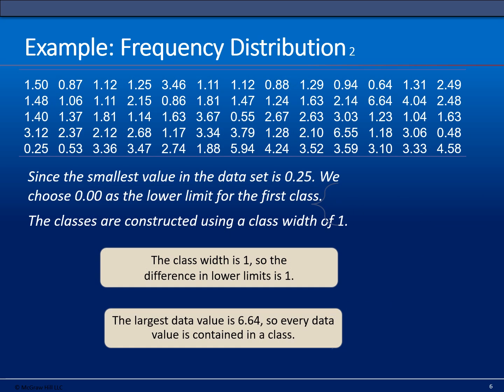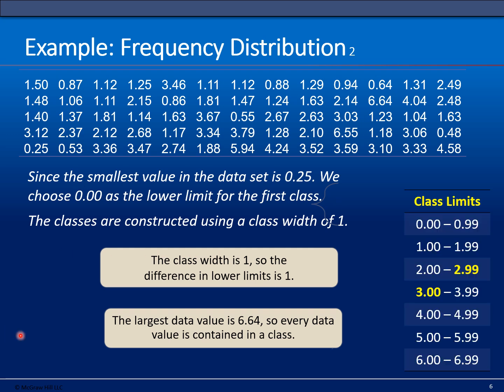Again, since the smallest value in the data set we just mentioned was 0.25, we choose 0 as the lower limit. Since the classes are constructed using a class width of 1, our upper limit for that first class is going to be 0.99, then 1 to 1.99. We keep going through until we get all the way to above 6.54, the highest value.